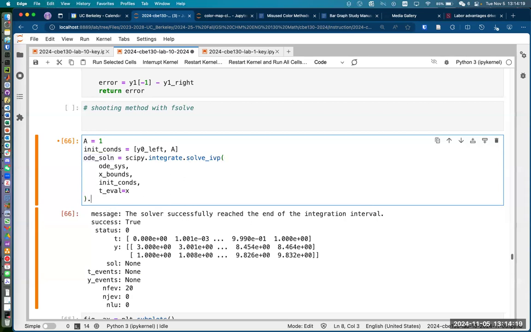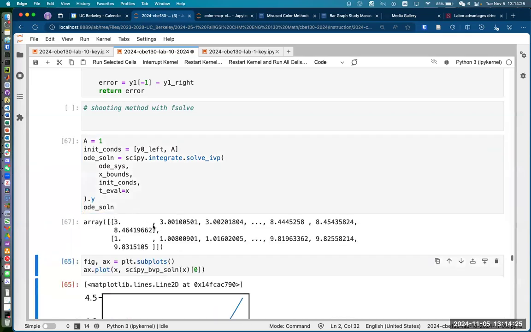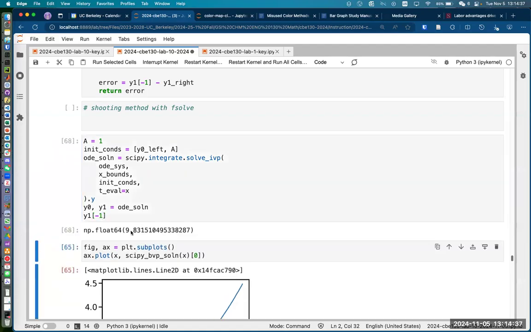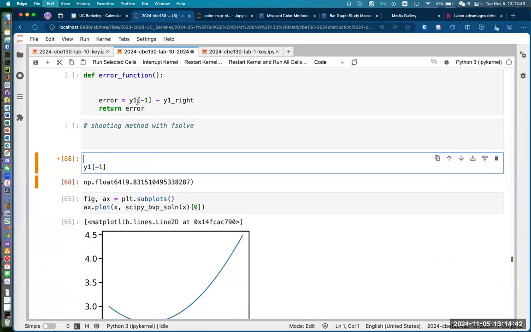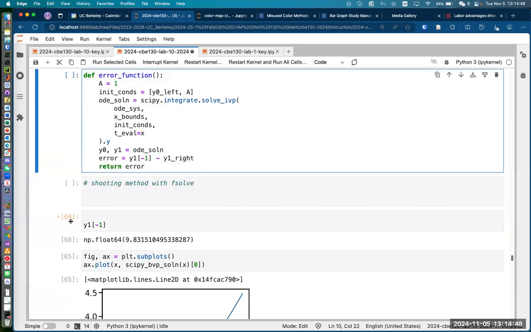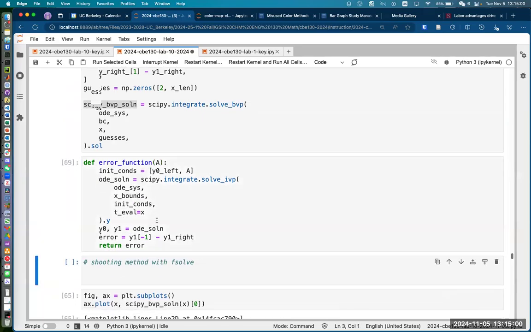This will be dot y. And this gives us 2 rows and then 1,000 columns. The first row will be x is y0, and the second row will be y1. And y1, the last element, should match, hopefully, the boundary conditions. So I'll just put these here inside the error function. And because we want to vary A in every iteration, instead of defining it here, we'll make it an argument of A. So this will be the error function.